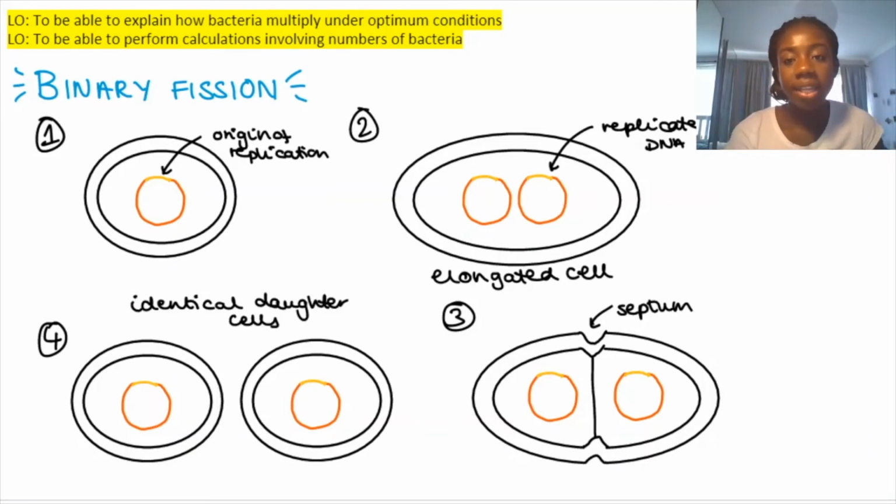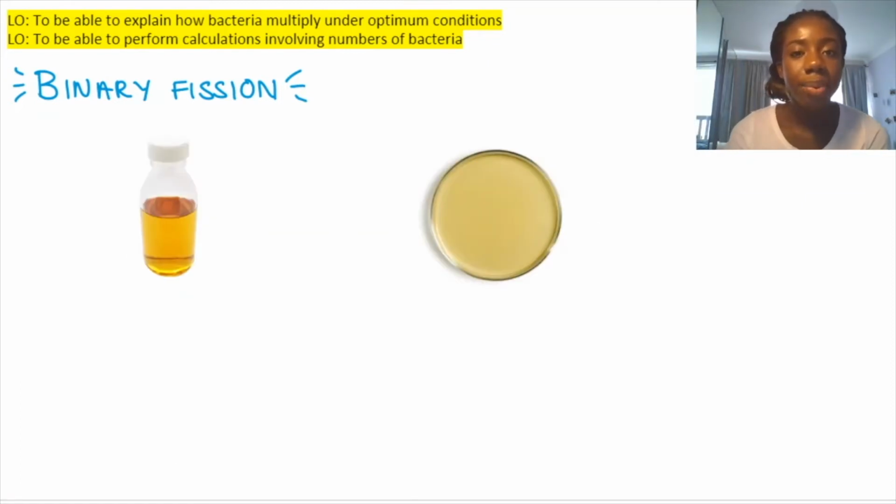And that is basically how bacteria replicate exponentially, because those two daughter cells that we produced can go through the same process, and then in total produce 4, and those will produce 8, and so on. In order to see the process of binary fission in person and make calculations using bacteria, we need to be able to grow or culture our microorganisms in a lab setting so they can perform binary fission.